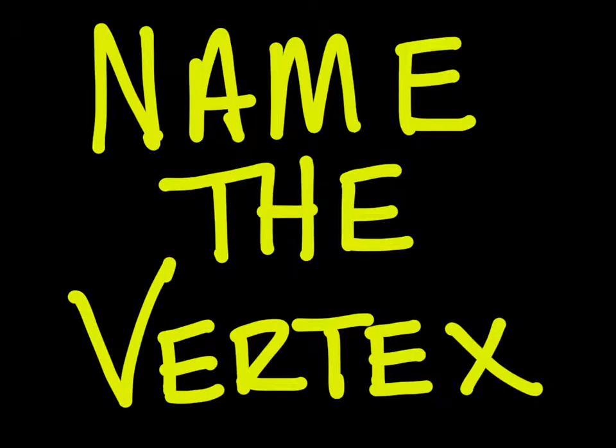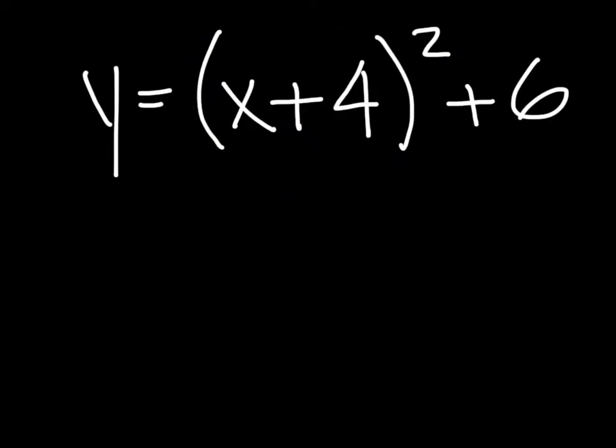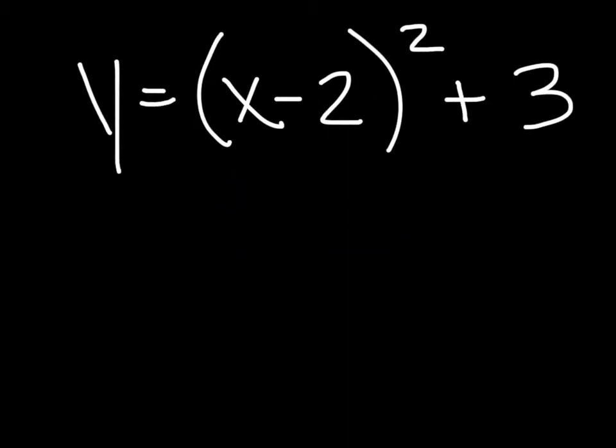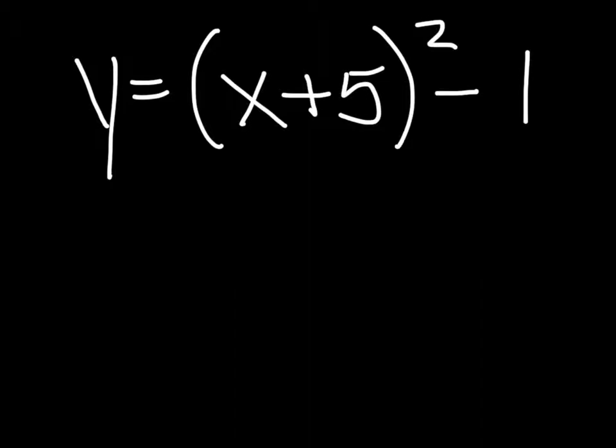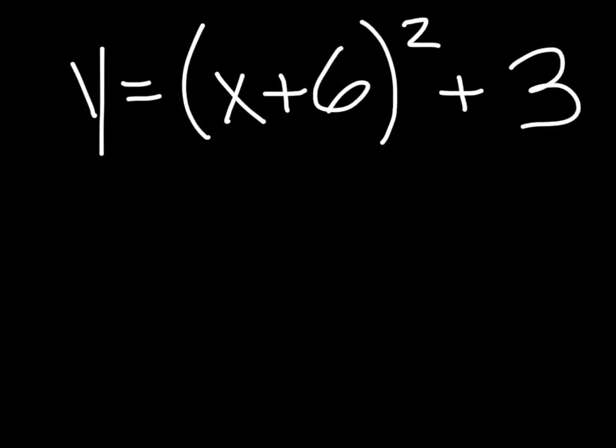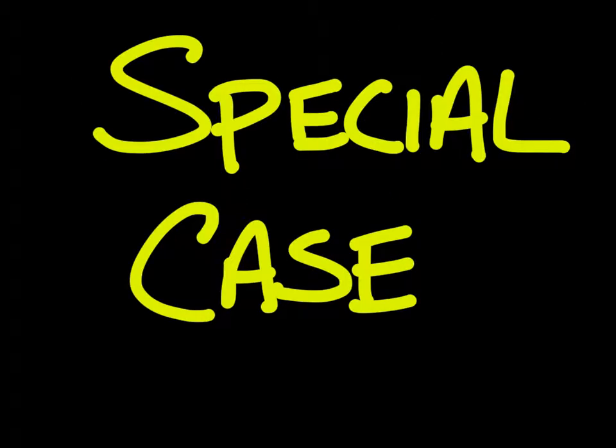I'll give you the equation. You have to name the vertex. What is the vertex? Negative 4, 6, right. What is this one? 2, 3. What's this one? 4, negative 1, yeah. What's this one? Negative 5, negative 1. What's this one? Negative 6, 3. All right.